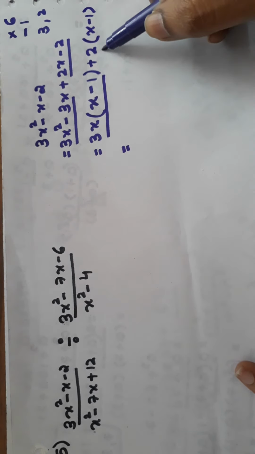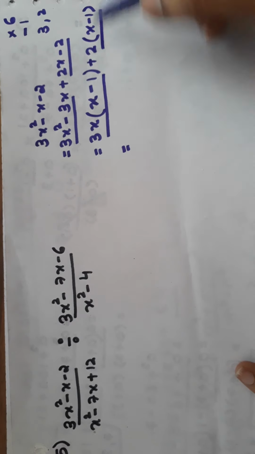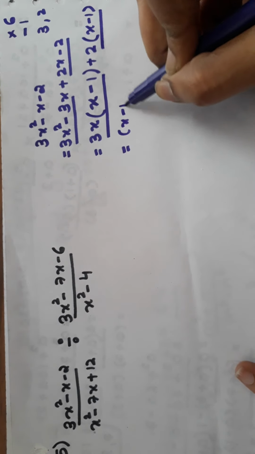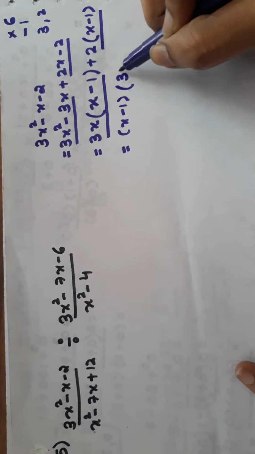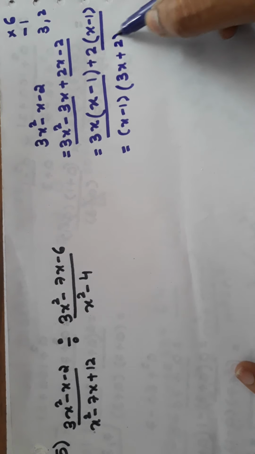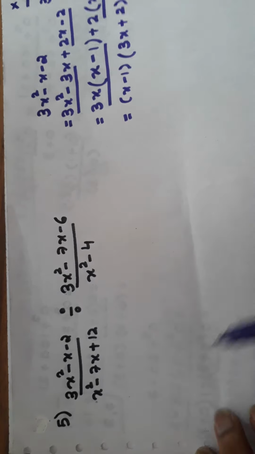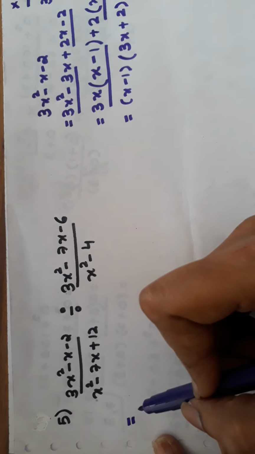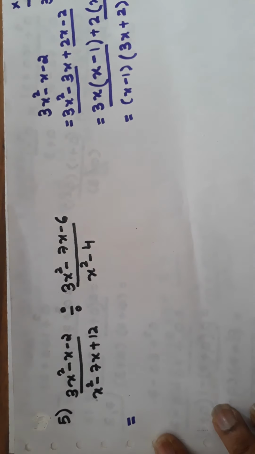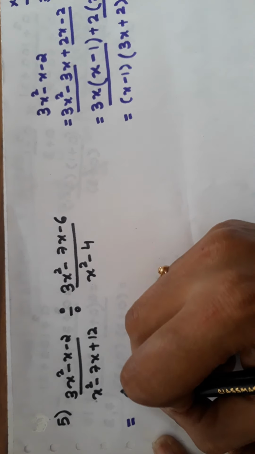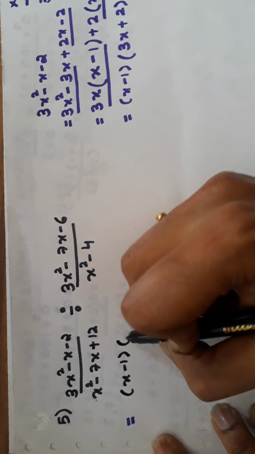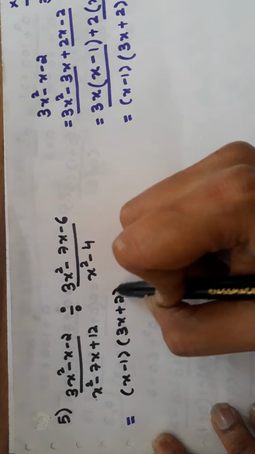Now again take x − 1 common from both the terms: (x − 1)(3x + 2). So replace the numerator by its factors, (x − 1)(3x + 2).